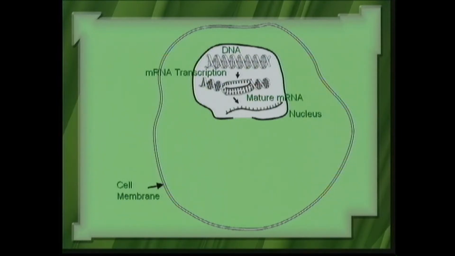Next thing that happens generally, we're going to go through this again, is that the messenger RNA usually has parts in them called introns. Introns are non-coding regions of RNA. Usually what happens in the nucleus is that the introns are spliced out, and the rest of the gene, the RNA, is joined back together. What then happens is that the mature messenger RNA leaves the nucleus and goes into the cytoplasm.